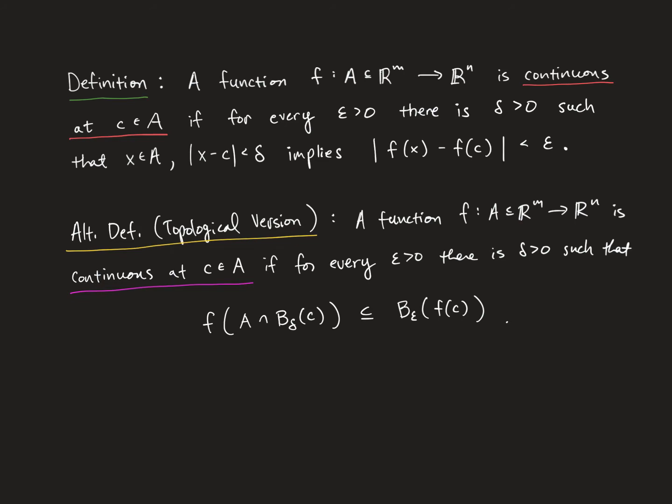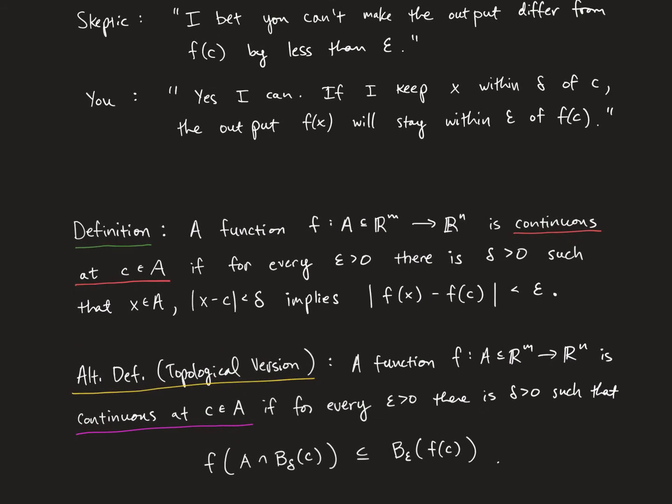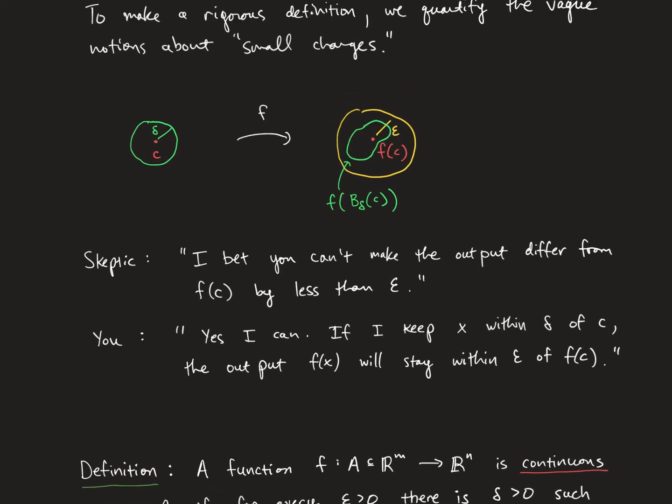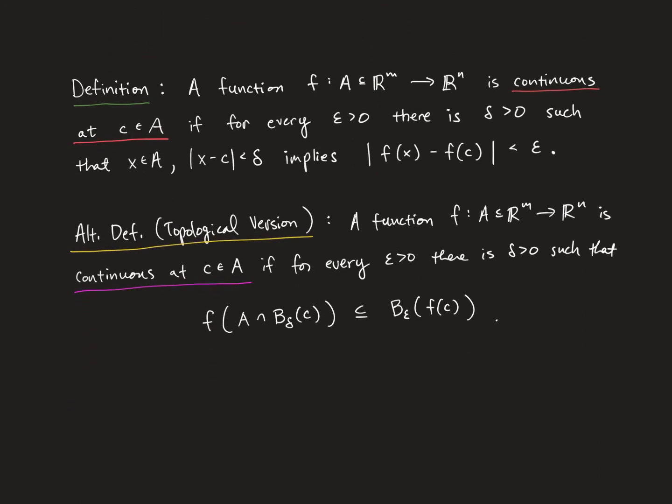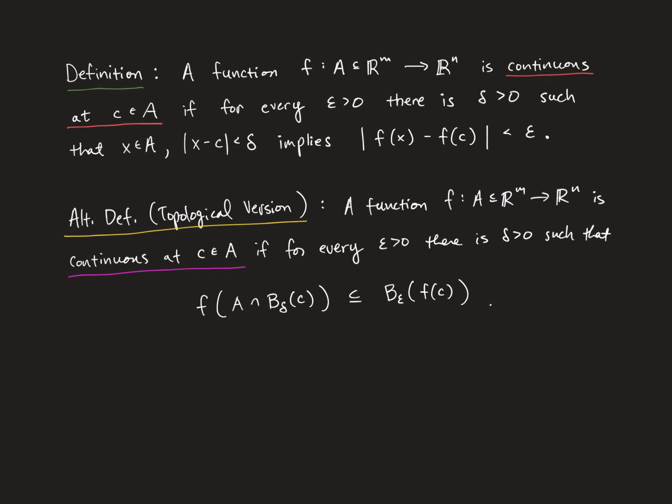Okay, so it's a rather straightforward reformulation, and it aligns with the picture that I drew up here. Right? So you have this ball of radius epsilon around f of c, and your goal is to find a delta ball small enough around c such that that gets mapped into that epsilon ball around f of c. Okay, so this is just writing out that picture essentially.